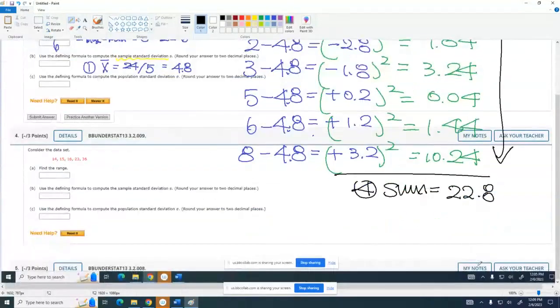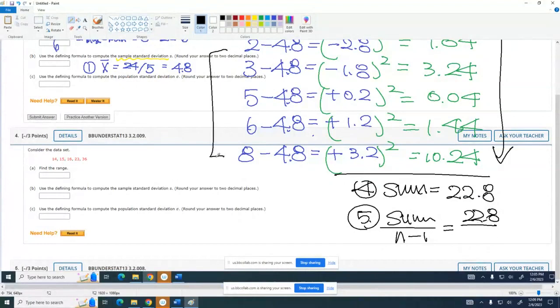Then what? Sum divided by n minus 1. So 22.8, how many n? I have 5, so 5 minus 1 is 4. Divided by 4, it's 5.7. What was the name of the 5.7? It was the sample variance, S squared. Finally, square root of it.